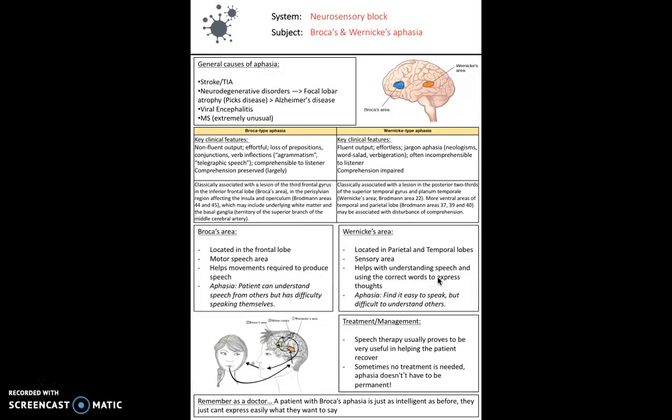In a patient with Wernicke's, Wernicke's area is a sensory area, and it helps with the understanding and comprehension of speech, and therefore using the correct words to express thoughts. It's located in the parietal and the temporal lobes, so a person with Wernicke's aphasia would find it very easy to speak and communicate. However, they would have a massive difficulty in terms of understanding others.